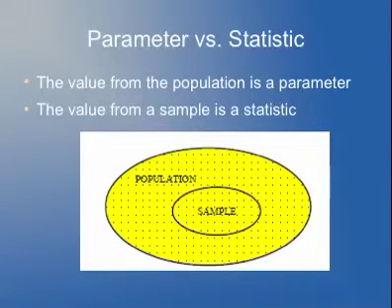So here's a graphic to illustrate the difference between a parameter and a statistic. A statistic is the value we get from the sample, and then we want to make inferences about the parameter, which is the value for the entire population.